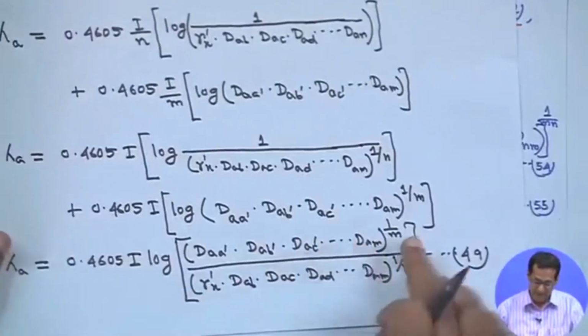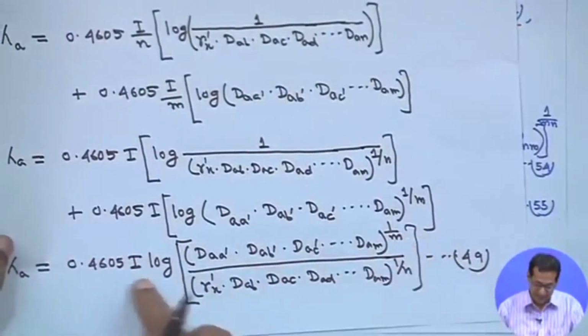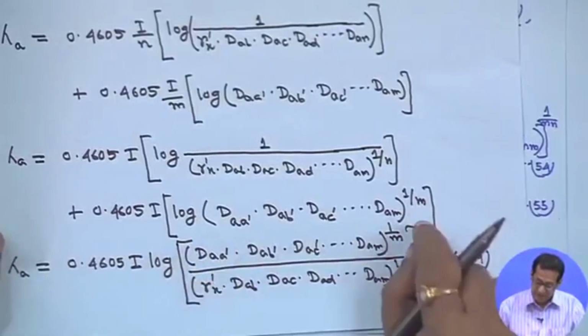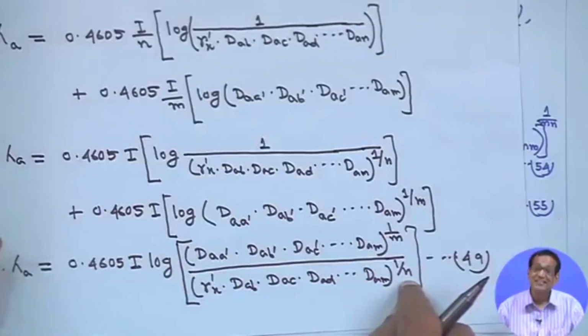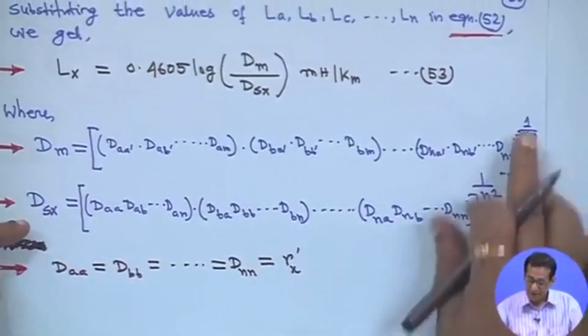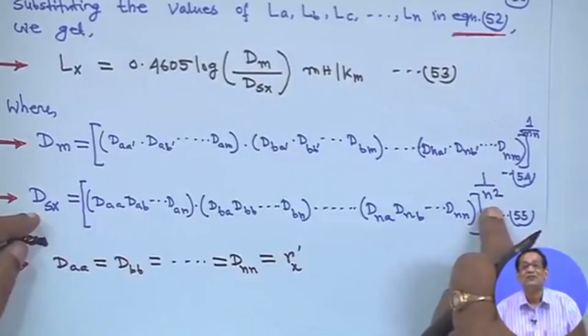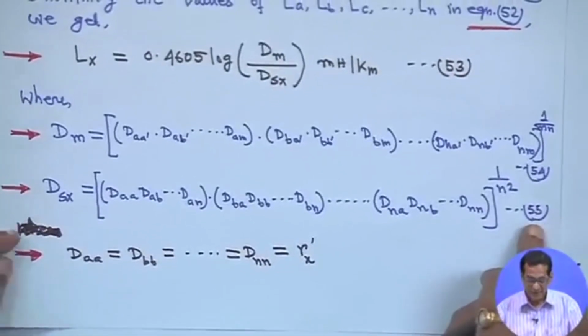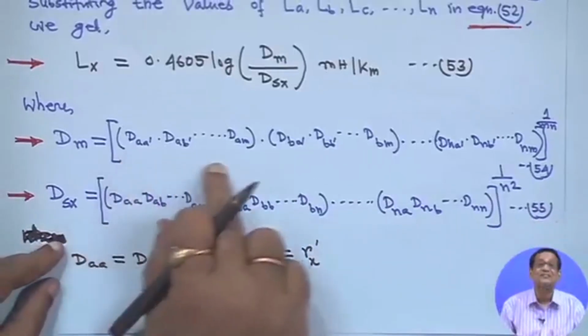So because of that, 1 upon n will be there when we find out the average one. So it will be 1 upon mn, and it will be 1 upon n square, right. That is why here it is 1 upon mn and here it is 1 upon n square, right. And this is equation 55. I hope you have understood this one, right.